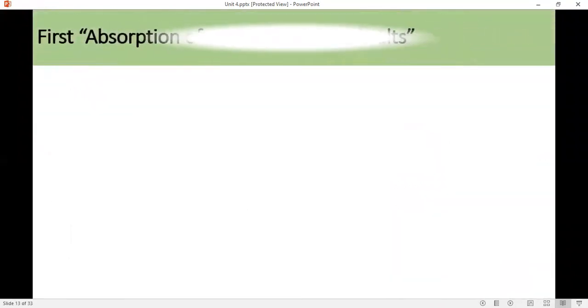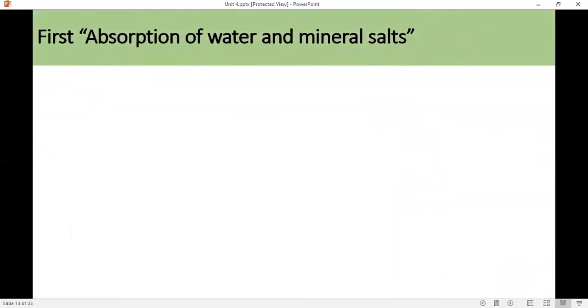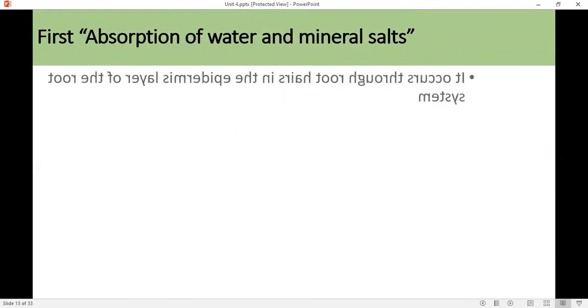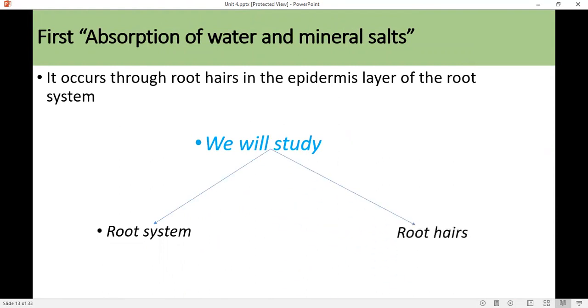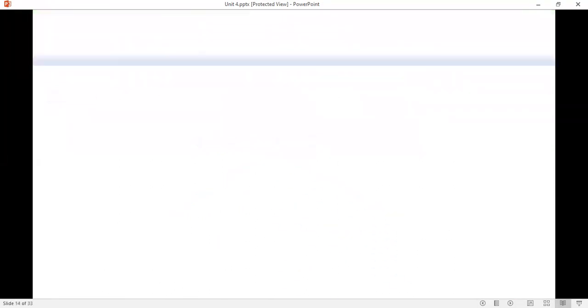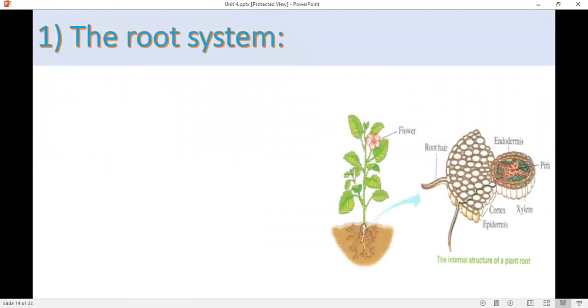So first, let's find the absorption of water and mineral salts. As you know, it occurs in the root hair, but what is the structure of the roots? So we're going to study the root system and the root hair. First, the root system. What is the structure of this system?